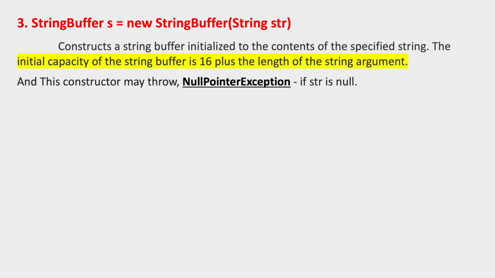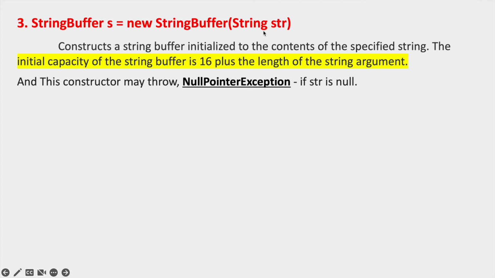And the next constructor is StringBuffer s = new StringBuffer(String). This constructor is used to create the equivalent StringBuffer object to the String. It constructs a StringBuffer initialized to the content of the specified string, and the initial capacity of this StringBuffer object is 16 plus the length of the string argument. And this constructor may throw NullPointerException if the given string is null.